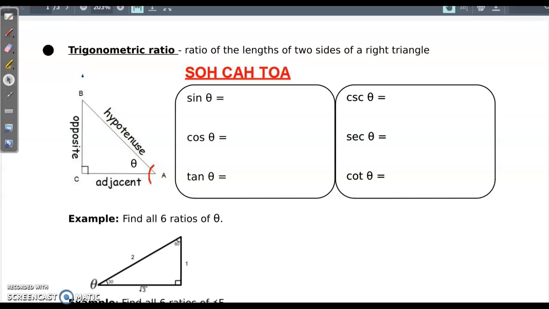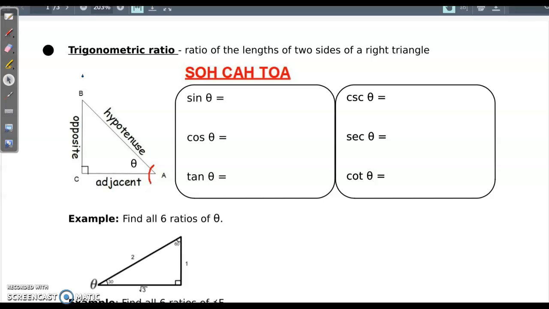Today's video is on the 6 trig ratios. The 6 trig ratios are listed in these two boxes here. We have sine, cosine, tangent, cosecant, secant, and cotangent. We'll talk more about those in a second about what they are equal to.